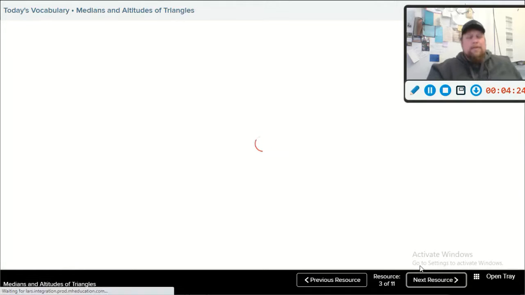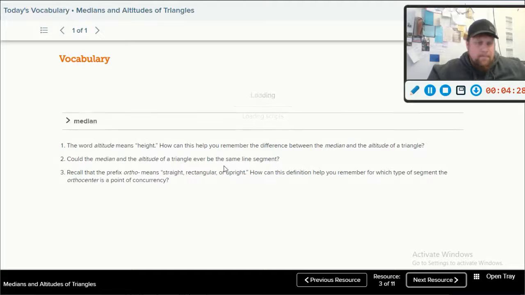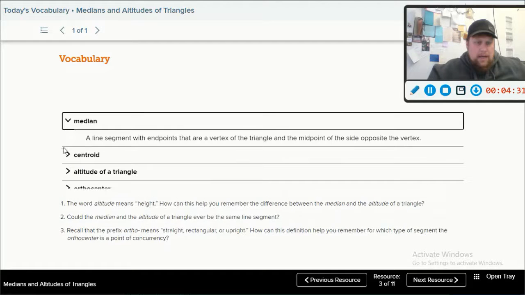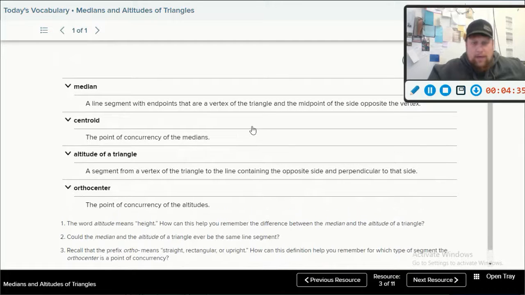And we're going to talk about that center of gravity. And in fact, today we've got some vocab going on. So I want you to take a minute and write down these 4 vocabs.